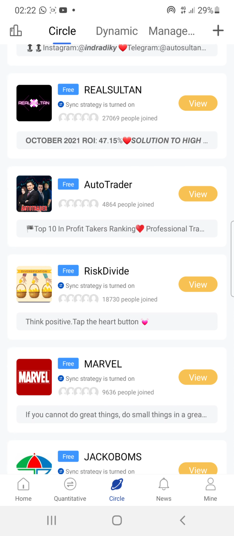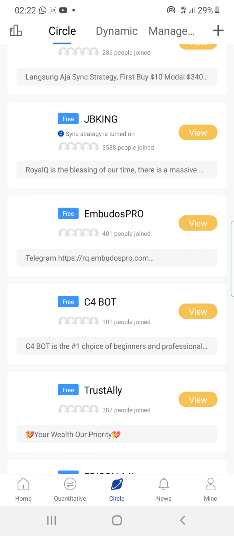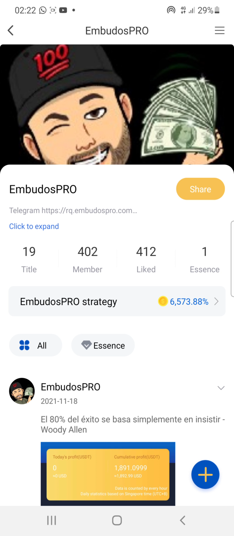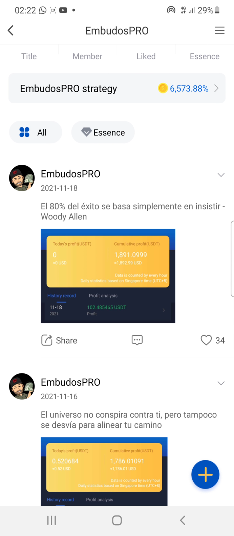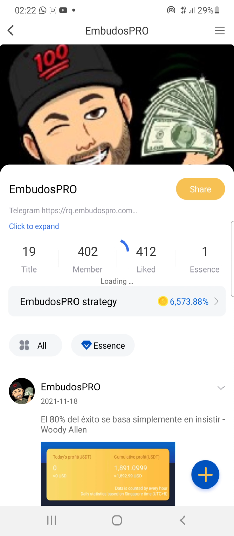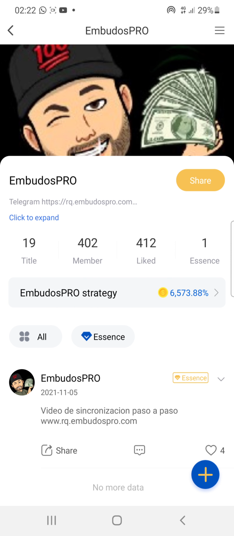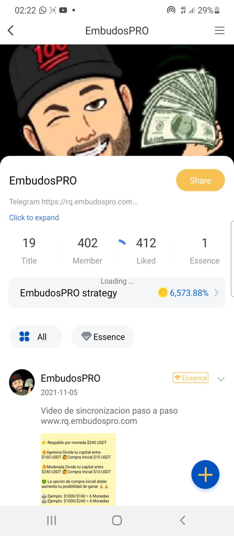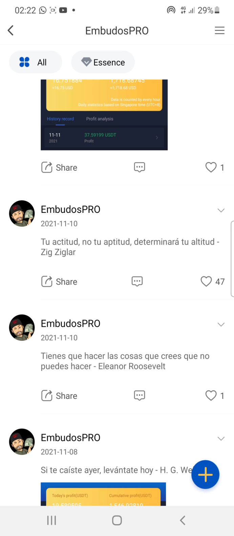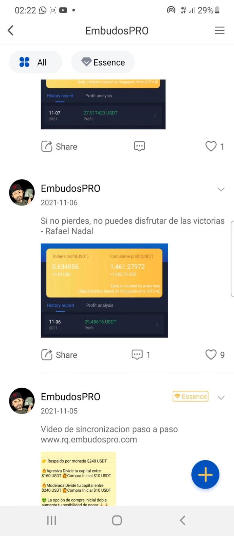So I come back on cycle. These are different strategies. You can always pick one. You view, you apply to join, and immediately you apply to join, you can be able to see the strategy. Like this is the strategy. When you tap on instance, usually some strategies go far and provide you with a table. And this table usually shows you how you should follow to synchronize that strategy.